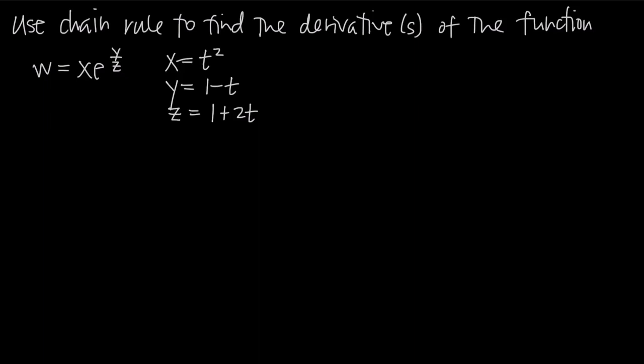In this video, we're going to be talking about how to use chain rule to find the derivative or the derivatives of multivariable functions. And we're going to be doing two problems. This is the first one. It's going to be a case type 1 multivariable function. Then we're going to do a case type 2 multivariable function.